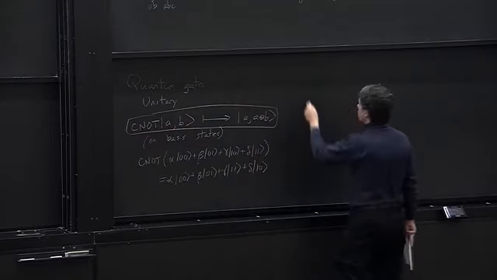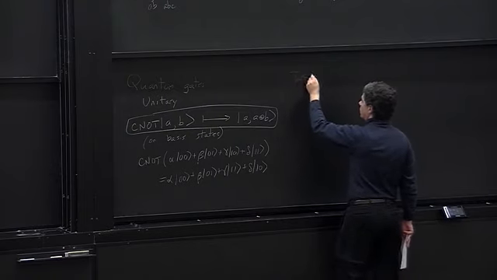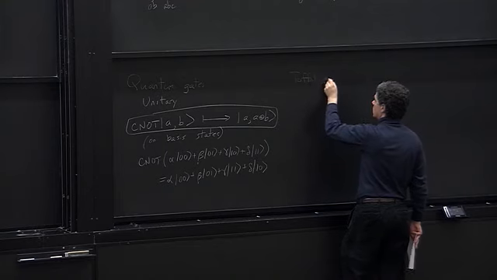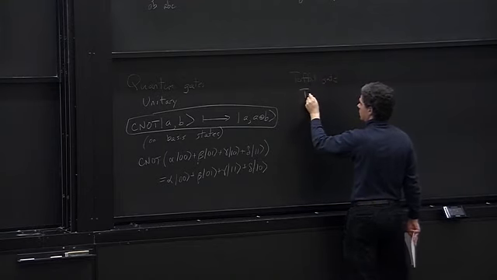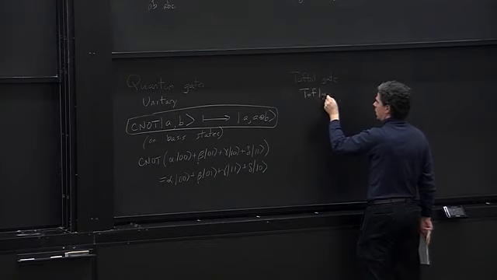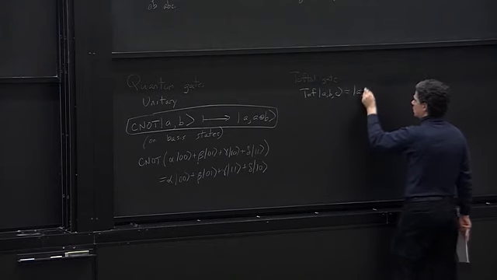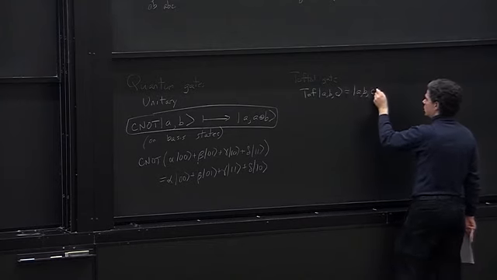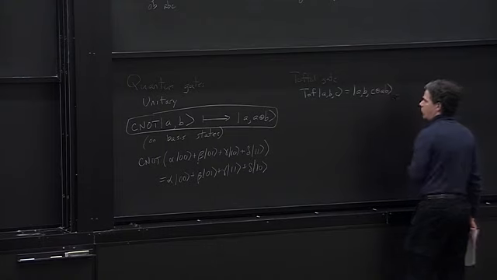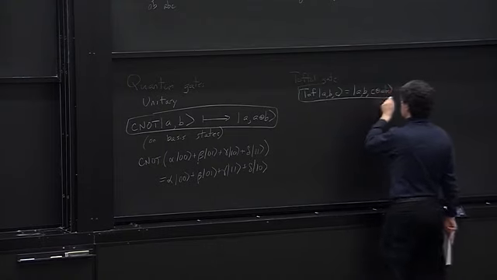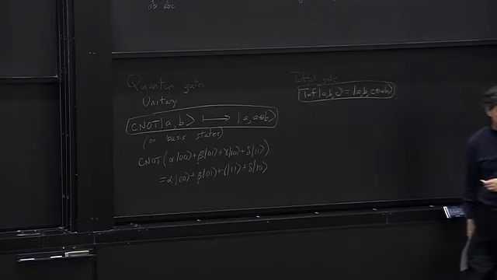So another quantum gate is the Toffoli gate. And that's a 3-qubit quantum gate. Again, created just by putting kets around the classical thing. And you can extend that linearly to arbitrary 3-qubit states.